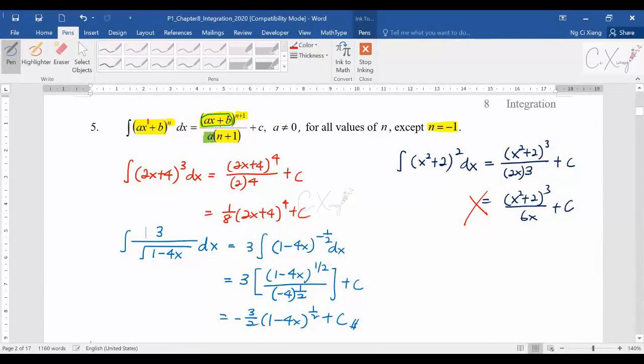Understand what I'm saying or not? So it's a very particular one. You have to check the pattern very, very carefully. So if I look at this example here, I'm having x squared plus 2. It is not power 1 anymore. Therefore, you cannot apply this method.